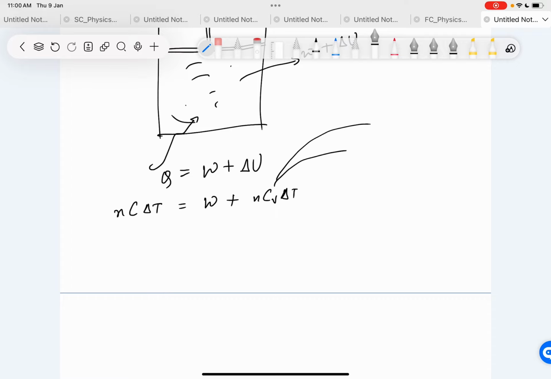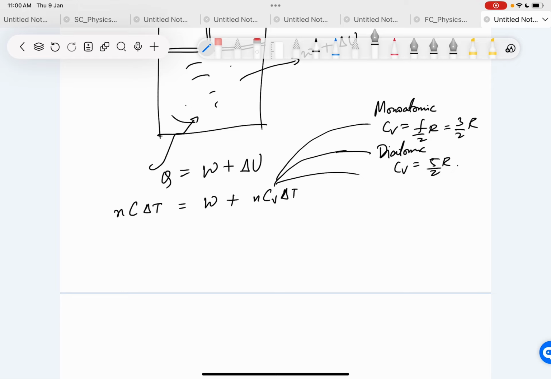The CV values, for monoatomic, you have to remember. The CV is F by 2 multiplied by R, where degrees of freedom are 3, so you get 3 by 2 R. That's your CV value. Remember this one. For diatomic, without considering any vibrational degrees of freedom, the CV is 5 by 2 times R. And then you have the polyatomic also, where we consider the vibrational degrees of freedom also.